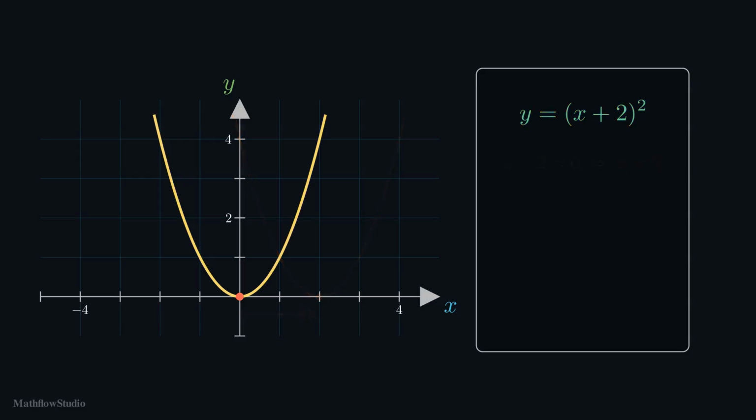Now replace x with the quantity x plus 2 instead. This time the inside is 0 at x equals negative 2. So the graph slides to the left by 2 units. Adding a number inside the function moves its graph to the left.